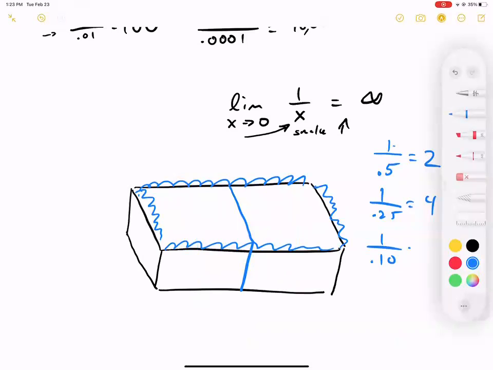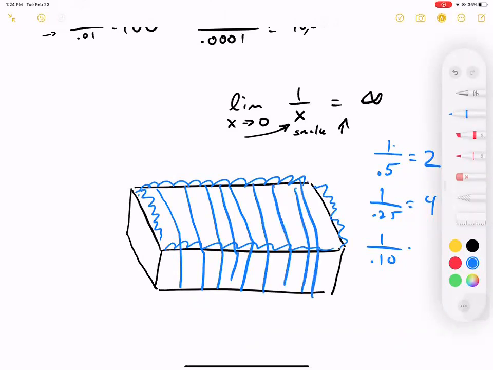I would ask for, let's see, 1, 2, 3, 4, 5, 6, 7, 8, 9. Okay, you guys get the idea? I can give you 10 slices. But the smaller of a slice that you want, the more cake I can give people.